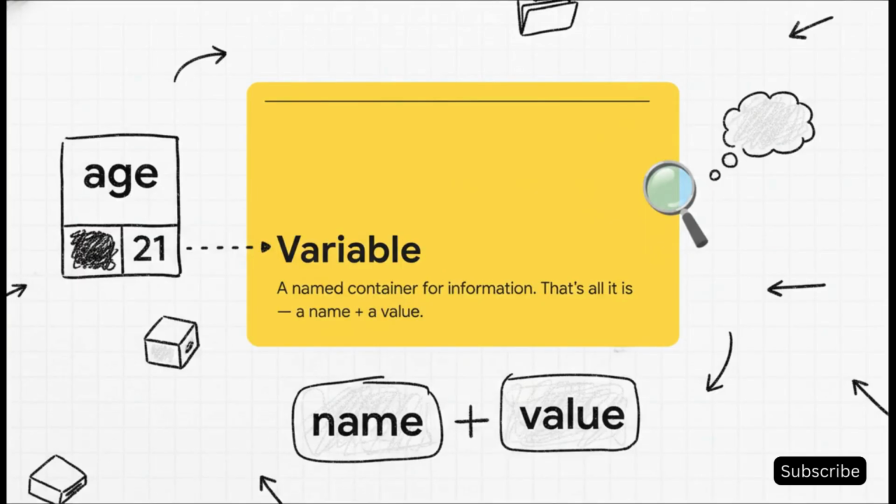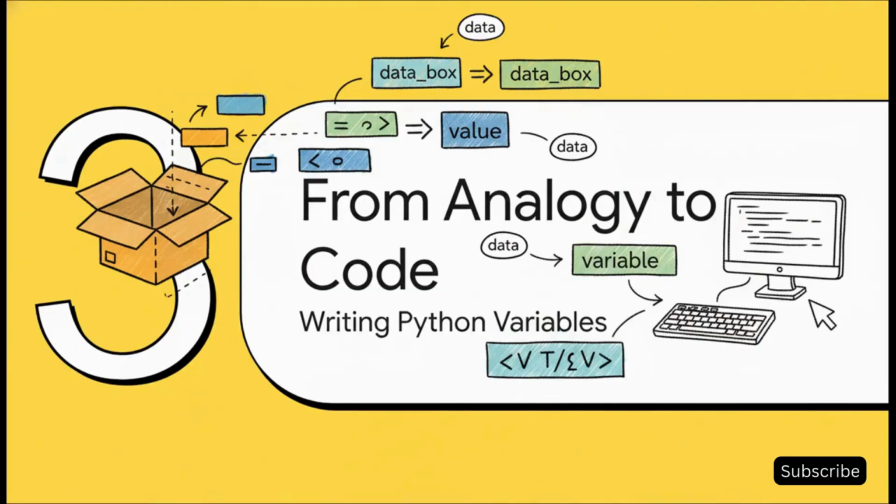So what do we do with this box? First, we slap a label on it, a name. Let's call it age. Then we just put something inside it, like the number 21, and boom, that's a variable. It's just a named container for a piece of information. A name plus a value. It's really that simple. Okay, so we've got the box analogy down. Now let's see how this translates into actual Python code. This is where the rubber meets the road.